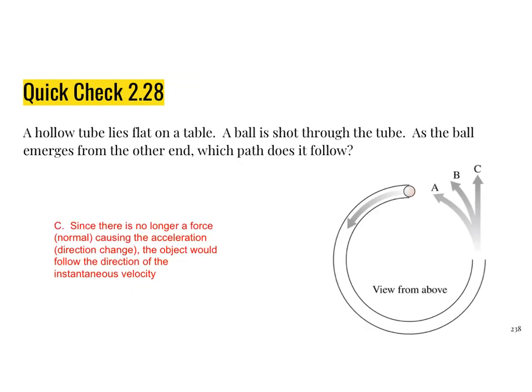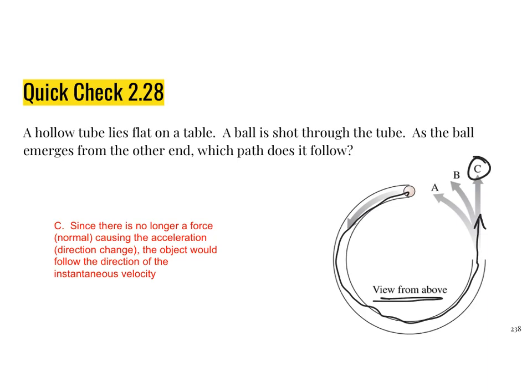All right, we got a quick check. A hollow tube lies flat on a table. So this is actually a view from above. It's kind of misleading. This is a top-down view. The ball is shot through the tube, so it's coming around. What happens when it leaves the tube? Well, the instantaneous velocity is this direction, so it's going to follow path C.